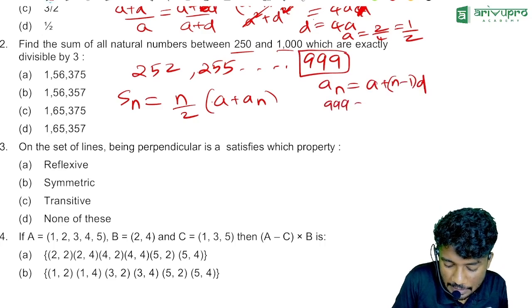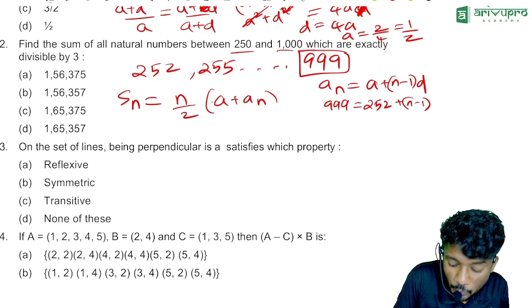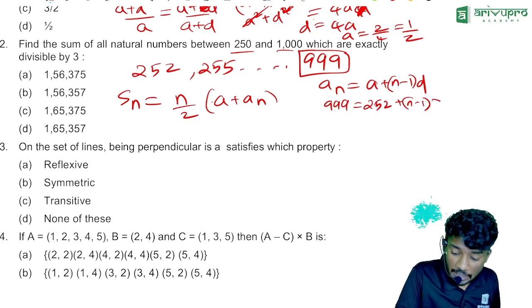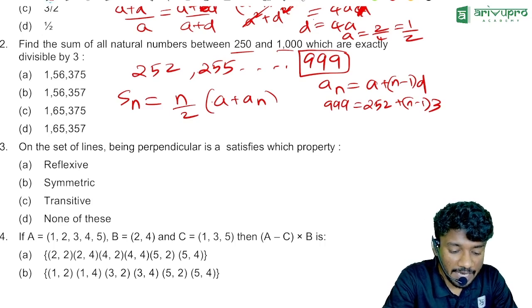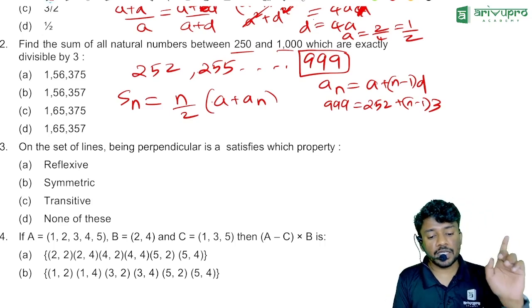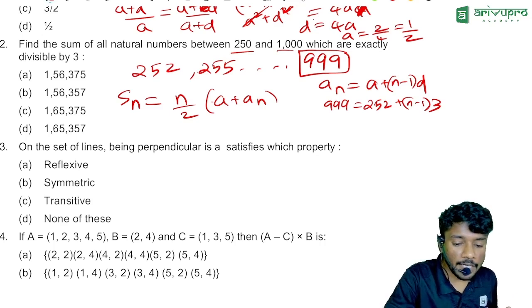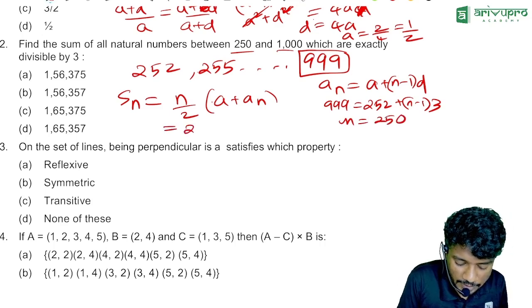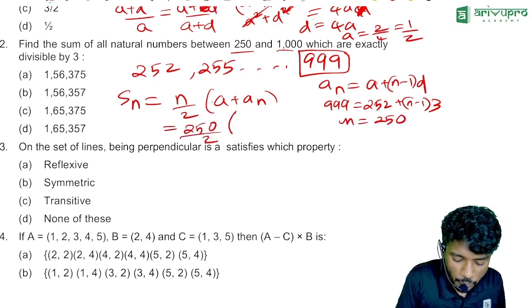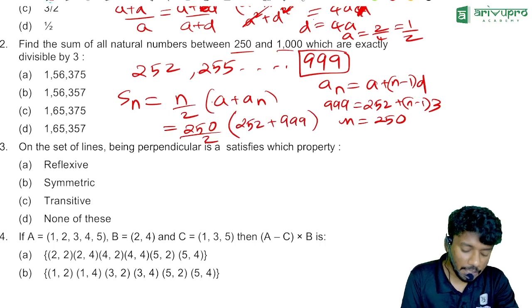So 999 is equal to a, which is 252, plus n minus 1 into d, which is 3. So n is how much? Take the calculator. 999 minus 252, which is 747, divided by 3 plus 1. So n is equal to 250. So 250 divided by 2 into 252 plus 999. So find the answer. Option A.